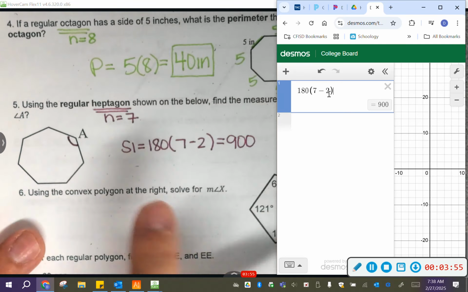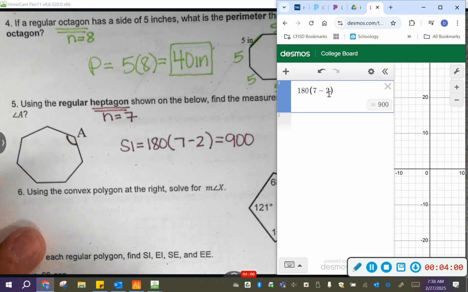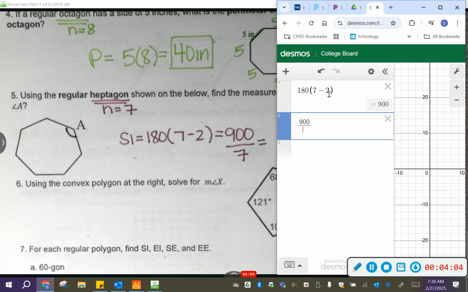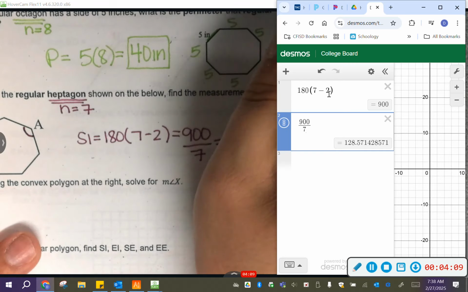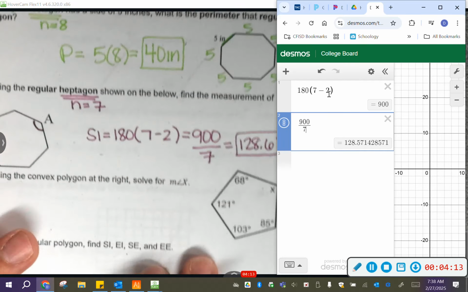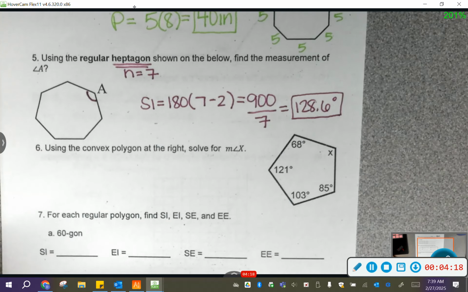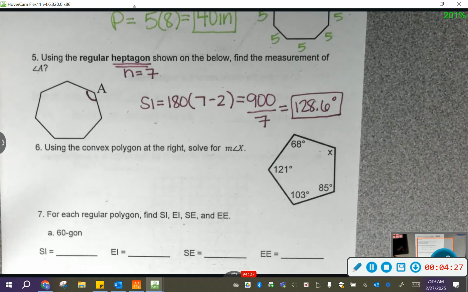But that's what all of them add up to. How do I figure out what this one adds up to? Divide it by 7. So what is 900 divided by 7? 128.6 degrees. If you were to put 128.5, I would probably accept that. Find the SI and then divide by how many sides there are.